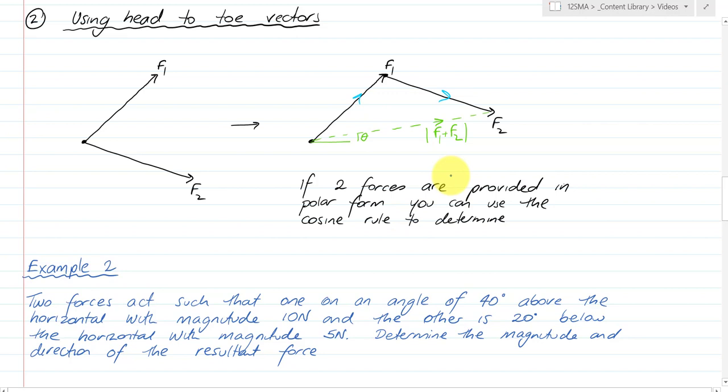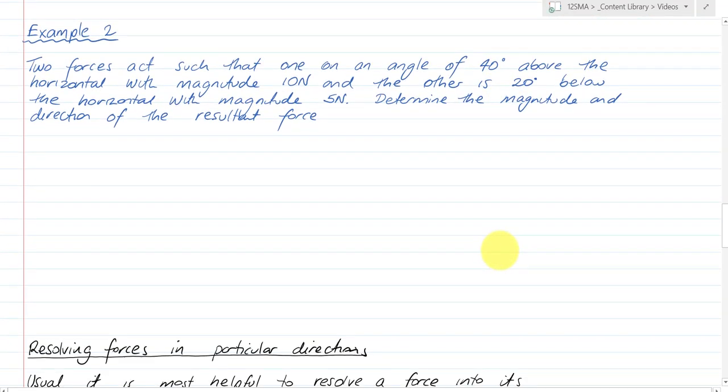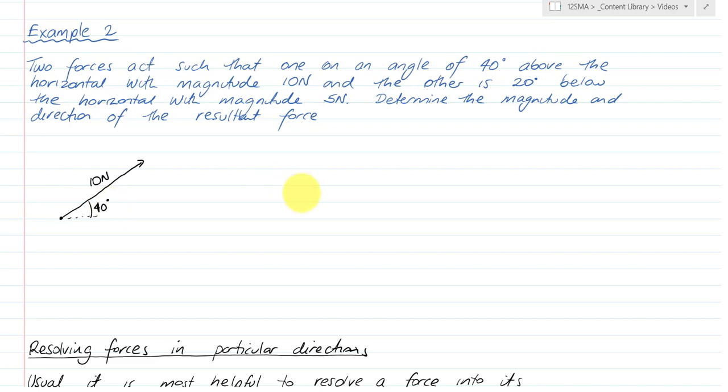And then, of course, we've got non-right angle trig in play here. But there's a bit of mucking around in my opinion. So let's do an example. 2 forces act such that one is on an angle of 40 degrees above the horizontal with a magnitude of 10 newtons. So let's draw that one. Remember, the first force doesn't really matter where you draw it. But I'm going to do it here, and I'm going to say this is 40 degrees. It's got nothing to compare itself to, and I'm not giving that indication. But the second force is on an angle of 20 degrees below the horizontal with a magnitude of 5 newtons.